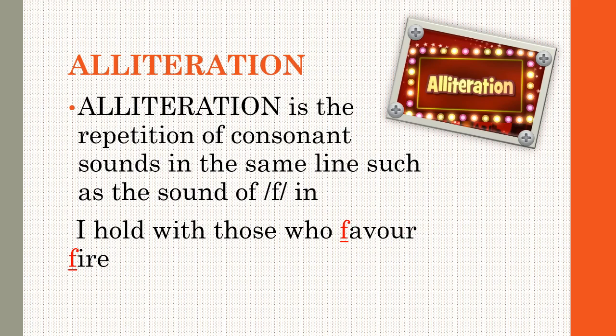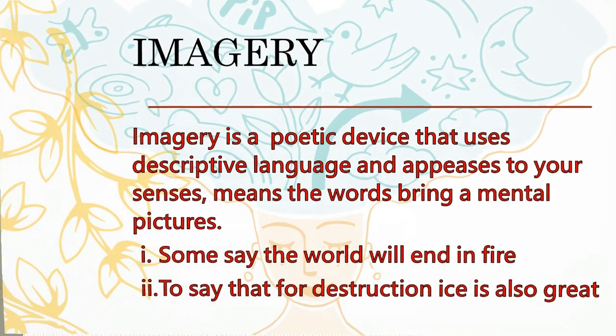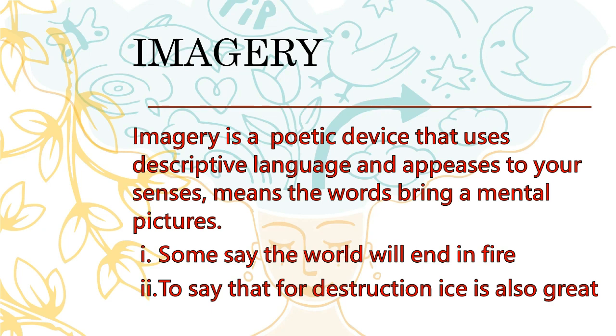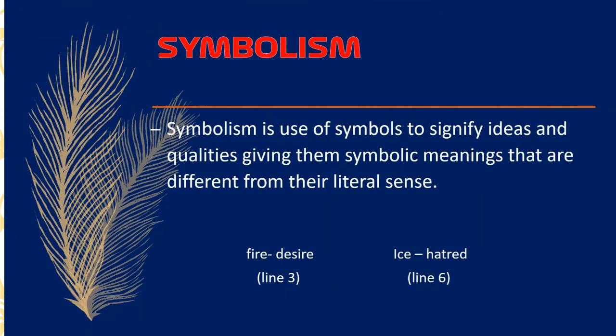Okay, now let's go to the next poetic device, imagery. Imagery refers to the mental pictures that readers experience when reading literature. Now, let me quote the sentence from our poem. "Some say the world will end in fire." "To say that for destruction, ice is also great." That means here you need to imagine a picture in your mind that the world might end either with fire or ice.